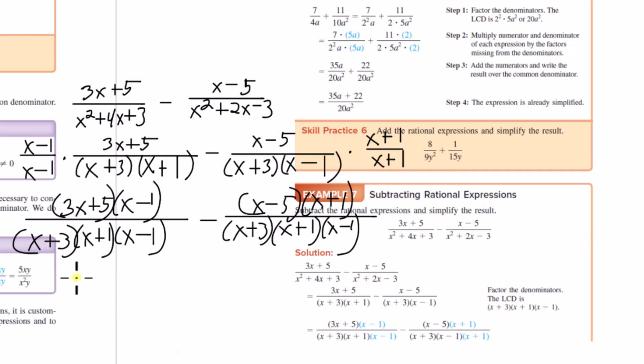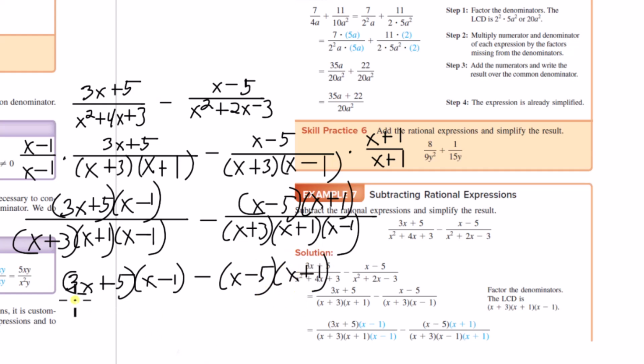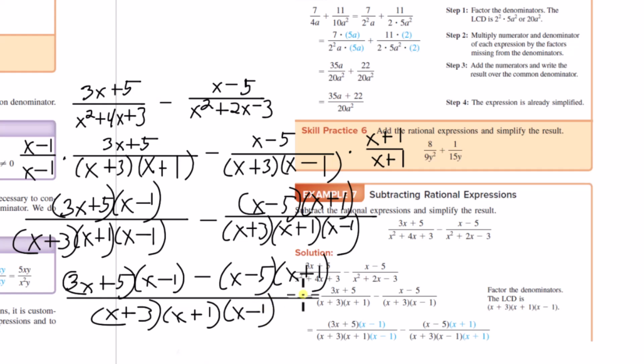Okay, and so now we can combine these. So 3x plus 5 times x minus 1, and then minus x minus 5 times x plus 1, over x plus 3, x plus 1 times x minus 1. And from there, let's see, can we factor anything out? No, we can't factor anything out. Yeah, I mean, that's it.